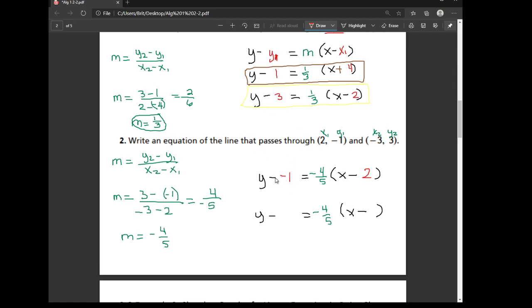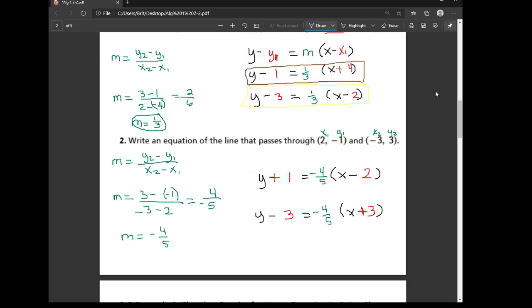Now remember, we don't like to have a double negative here. So instead of writing a minus minus, I'm going to change that to a +1. So this is going to say y plus 1. For my second equation, I'm using my second point. Where the x1 goes, I could put a -3, but I don't want to have a double negative, so I'm going to change that to a +3. And then where the y2 goes, I'm going to put in my 3.